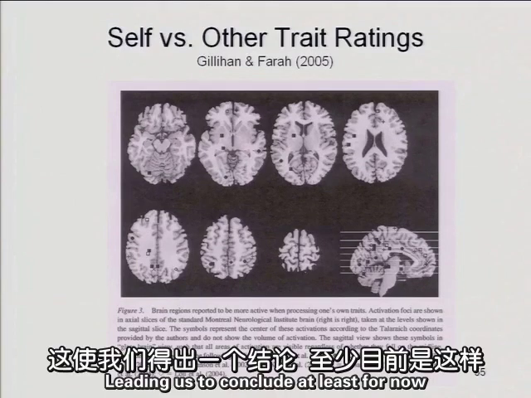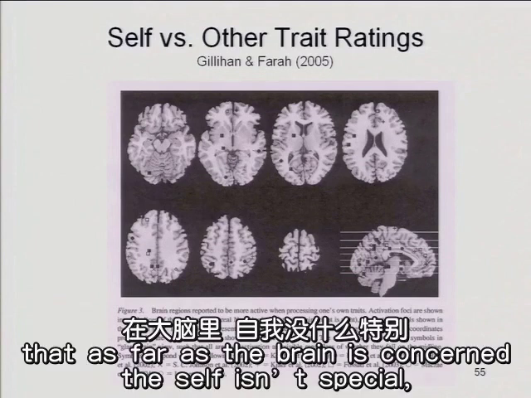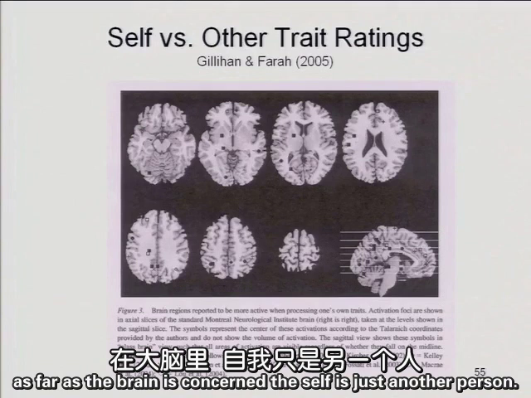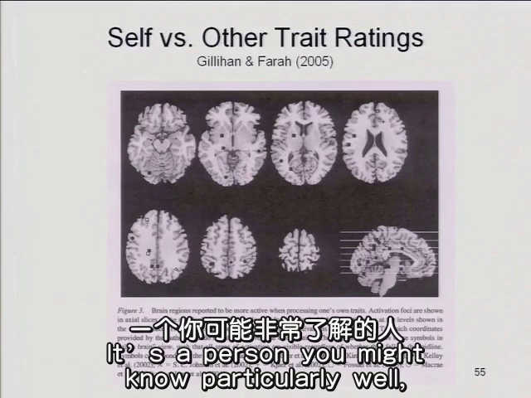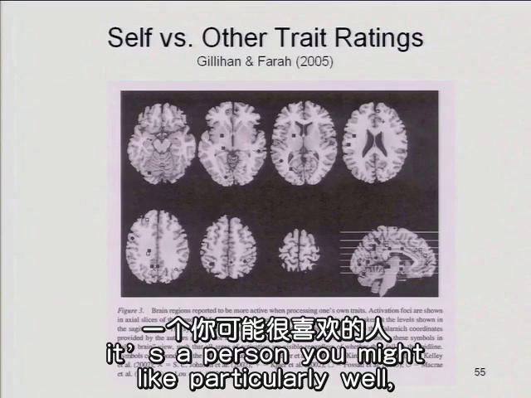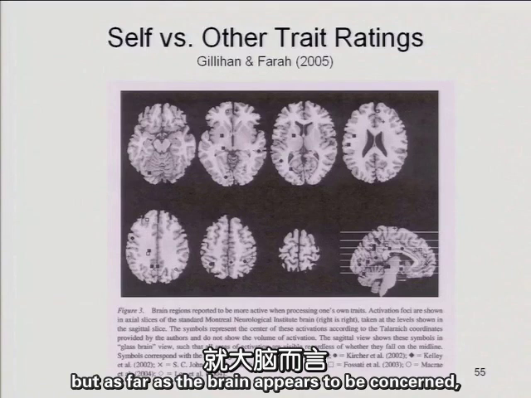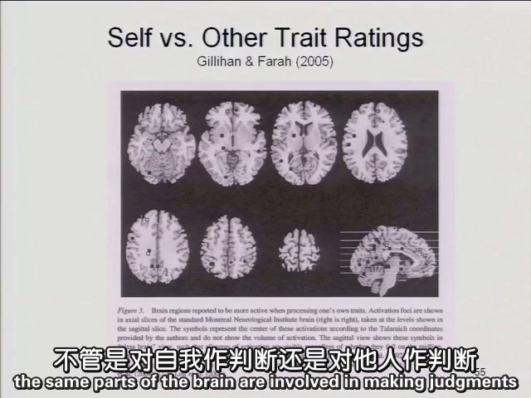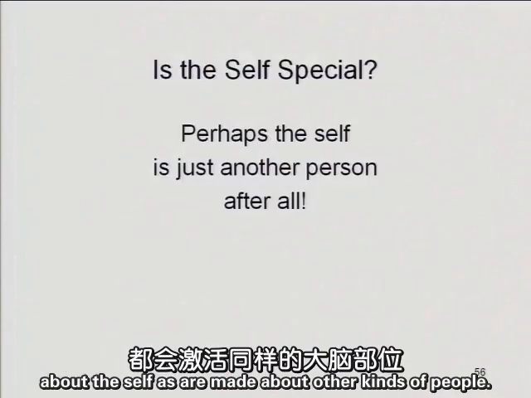Leading us to conclude, at least for now, that as far as the brain's concerned, the self isn't special. As far as the brain is concerned, the self is just another person. It's a person you might know particularly well. It's a person you might like particularly well. But the same parts of the brain are involved in making judgments about the self as are made about other kinds of people.